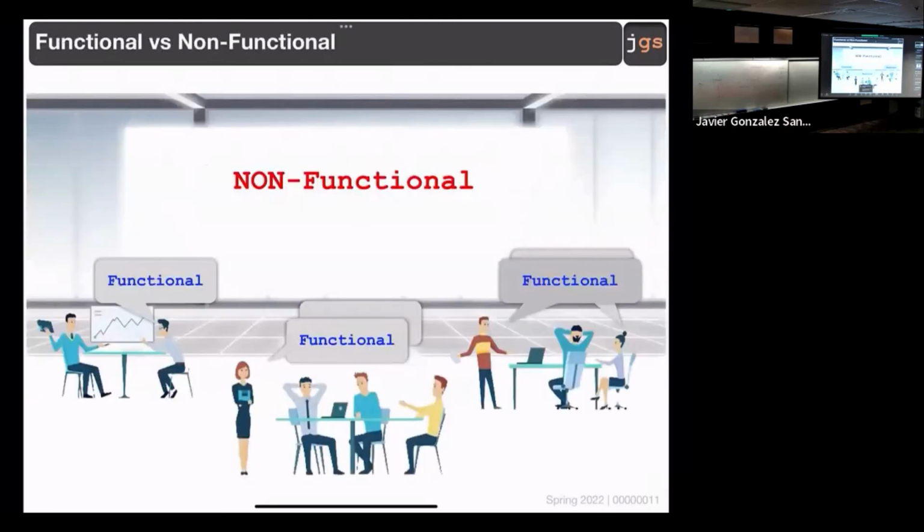Next, I want to give you time also to think about the others, the non-functional. I put this picture here. Non-functional.